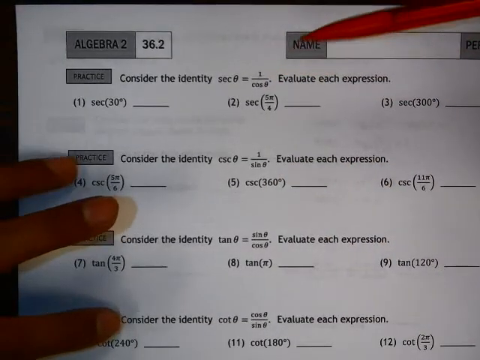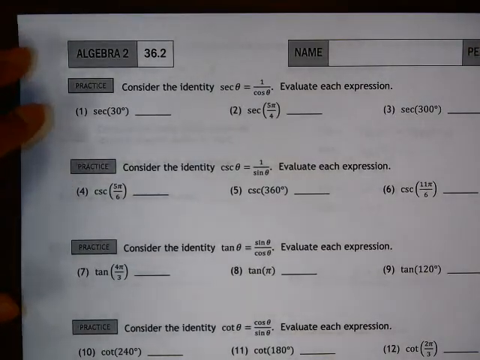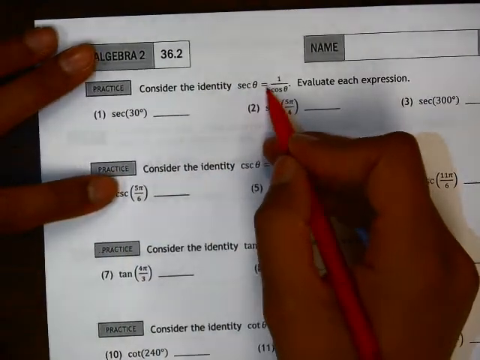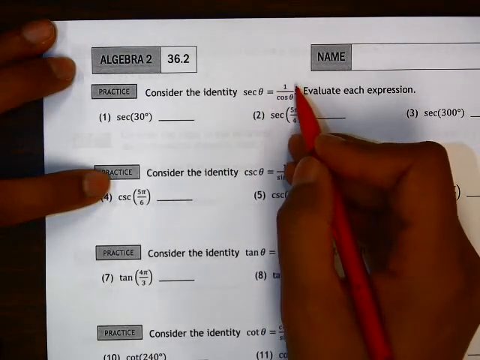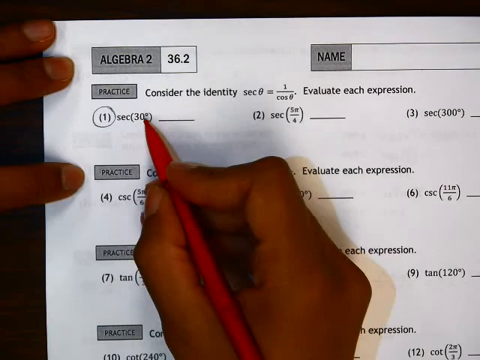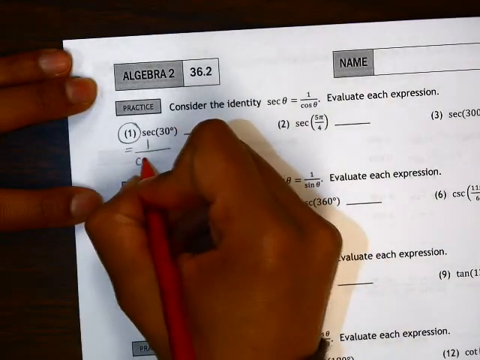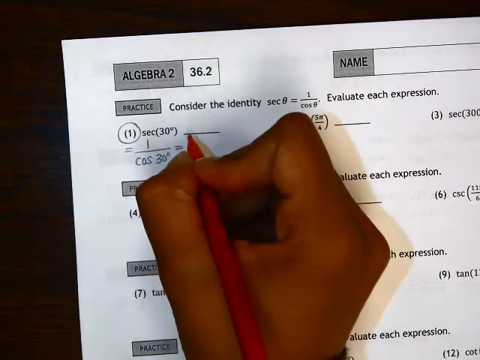Okay, 36.2 is focusing on other trig identities other than sine and cosine. So the first one here is secant. Secant is equal to 1 over cosine. So for example, if you were doing secant of 30 degrees, that is equivalent to 1 over cosine of 30 degrees.